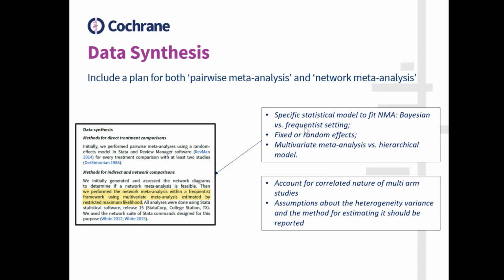It's important to specify the statistical model, whether you're using a Bayesian or frequentist setting, whether you're using a fixed or random effects approach, a multivariate or hierarchical model, and how you're going to account for the correlated nature of multi-arm studies as well. In many of the statistical programs, this can be accounted for within the model, but it's important to know what that particular model does and specify that in the methods. And also talk about the assumptions about the heterogeneity, variance, and the method for estimating it as well.